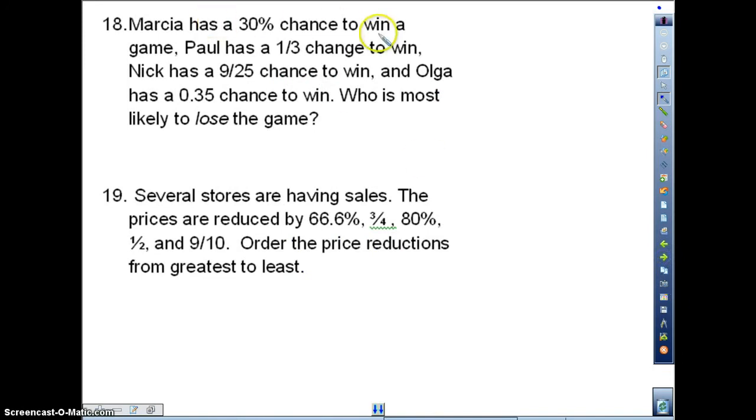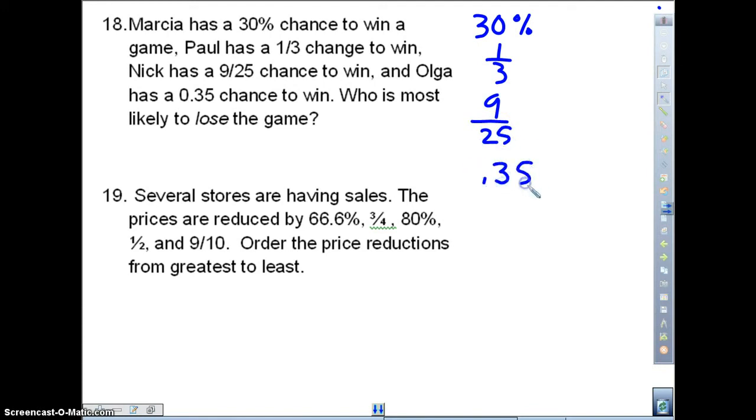Marcia has 30% chance to win a game. Paul has 1/3 of a chance of winning. Nick has 9/25 of a chance to win, and Olga has 0.35 of a chance to win, or 3/500ths. Who's most likely to lose the game? We're not looking for the winner, we're looking for the loser. Okay, you know what? I think I'm going to convert all these to decimals. What are you thinking?